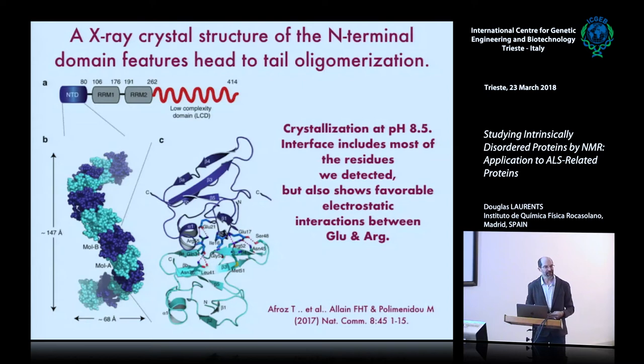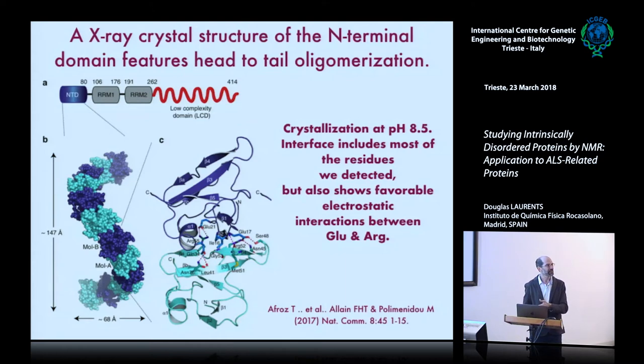Now, just a few months after our paper, maybe 1 month after our paper, there was another advance. By X-ray crystallography, the group of Paul and Mendiu solved the structure of the N-terminal domain, but now they did it at neutral pH, or at pH 8.5. Their interface includes most of the residues we found, but they also found an important interaction between glutamic acid residues and arginine residues. So at this higher pH, the glutamate residues will be negatively charged, and they can interact favorably with the arginines. And this expands the dimer interface, and instead of being head-to-head, it's now going to be head-to-tail. So probably the real interface is head-to-tail.